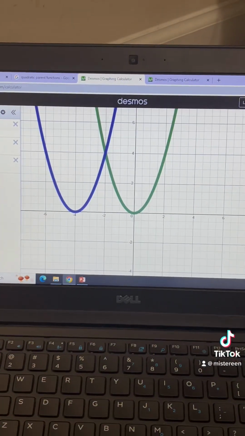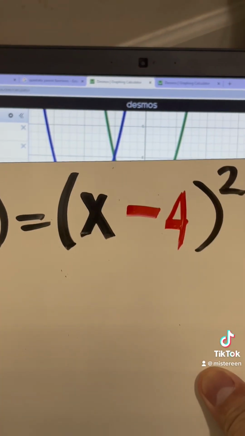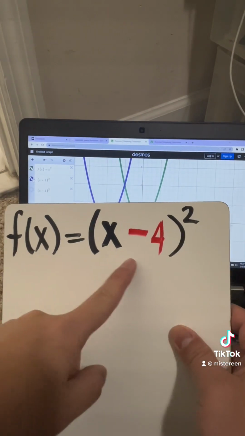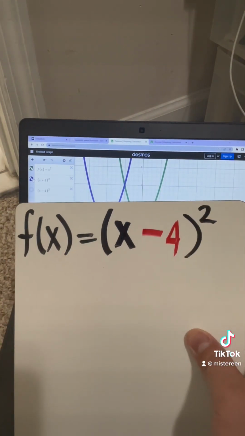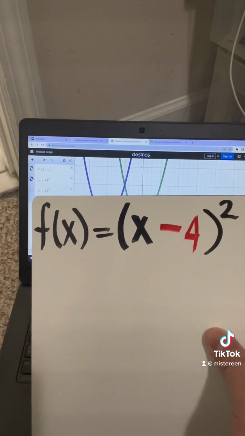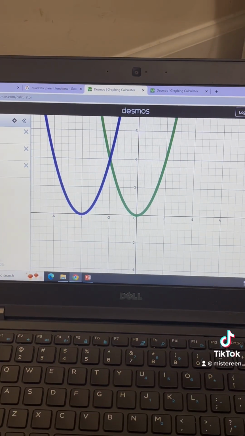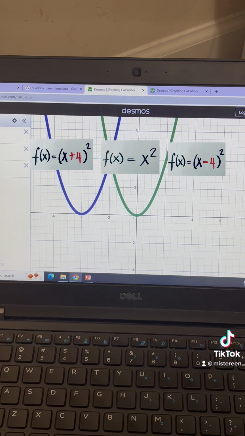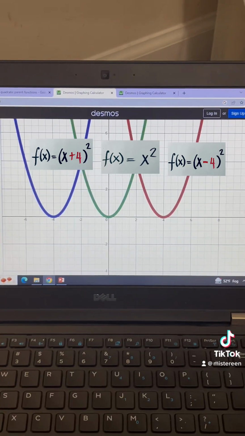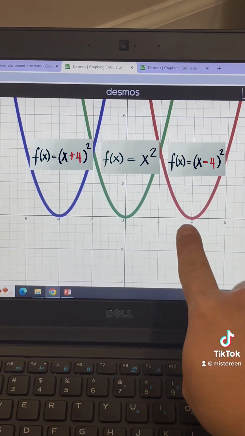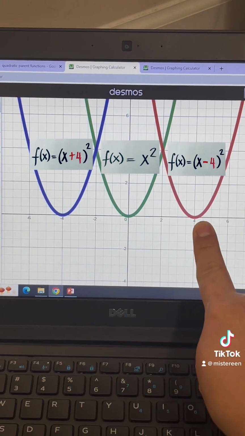All right, now what if this time, instead of adding, we subtract a number? So something like this, x minus 4 squared. We subtract a number from x. Let's see what's the effect on the graph. Here's the graph of f of x equals x minus 4 squared. Look, the graph moved 4 units to the right.